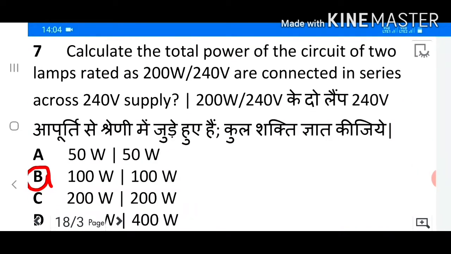7. Calculate the total power of the circuit of two lamps rated as 2000 watt bar 240 volt are connected in series across 240 volt supply. Answer B. 100 watt.